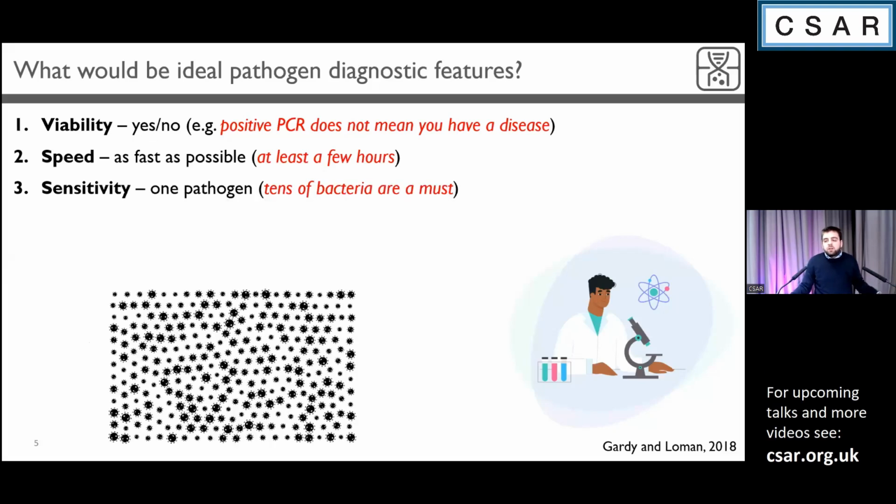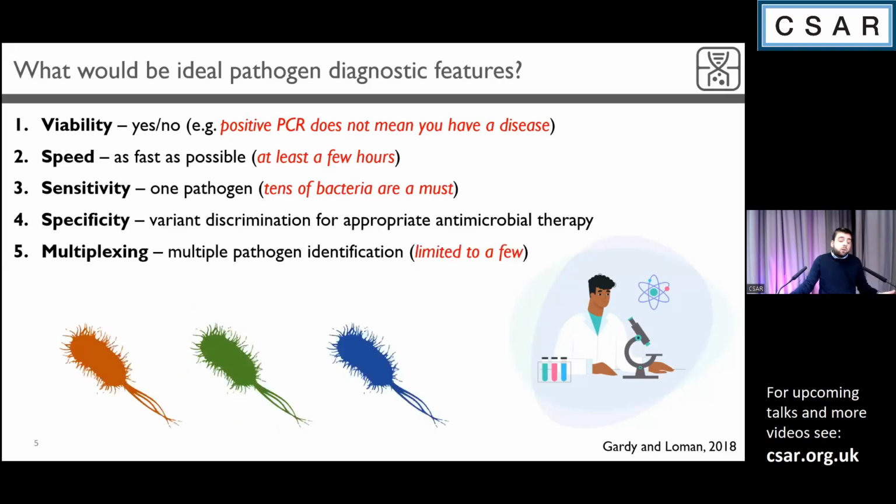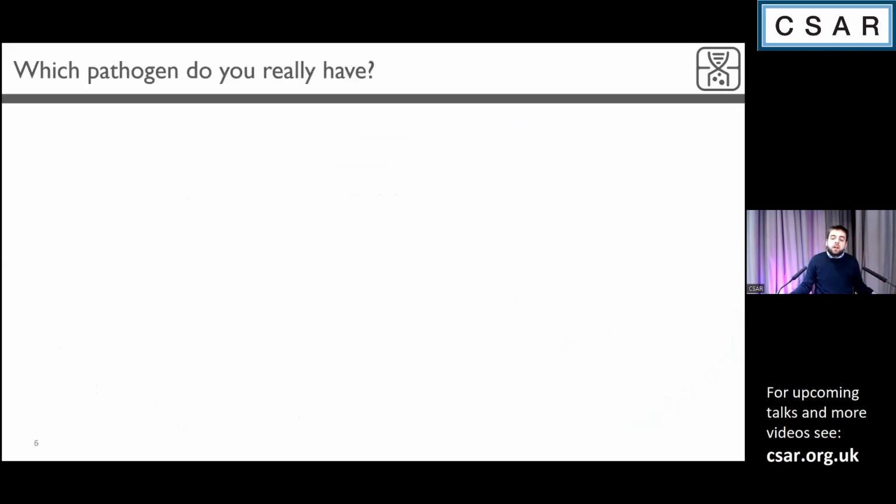Then the speed: you want it to take at most a few hours. Then you want to detect at least one pathogen. I would say that's obvious, but in most cases you are detecting tens or hundreds. And usually you want to detect variants, as with SARS-CoV-2, but also with bacteria. It's very important to know the variant, particularly for bacteria, in order to give a proper antibiotic therapy. And we would like to detect, let's say, hundreds of pathogens within the same test and tell which one you have.